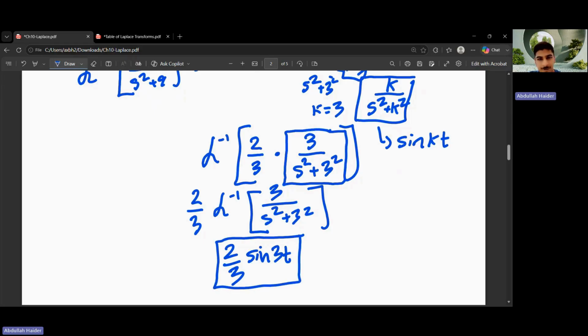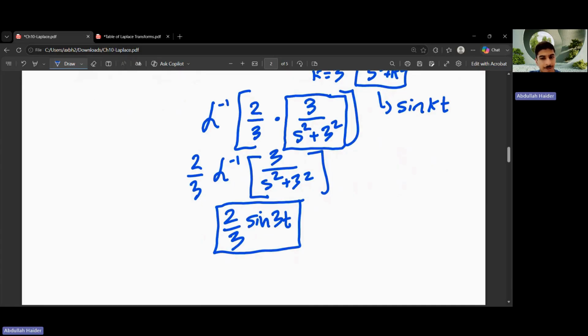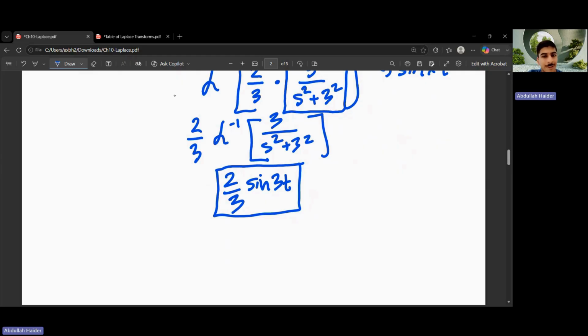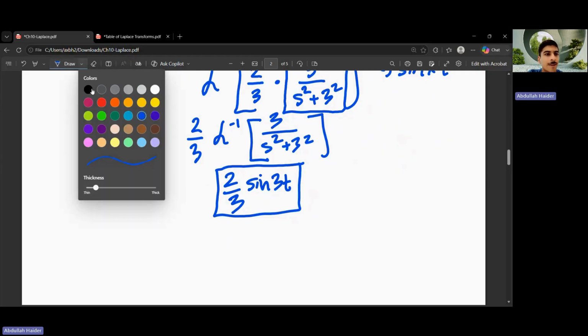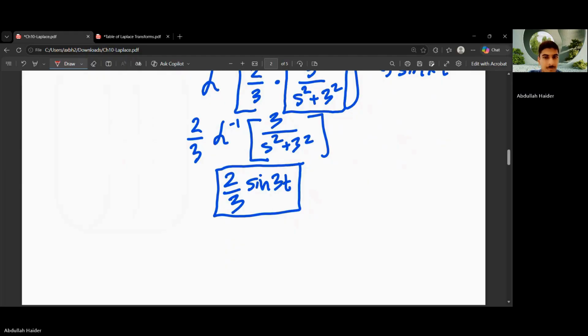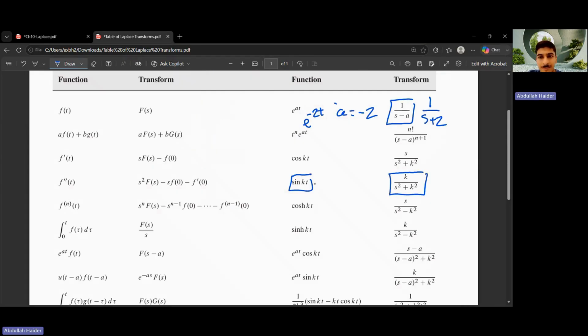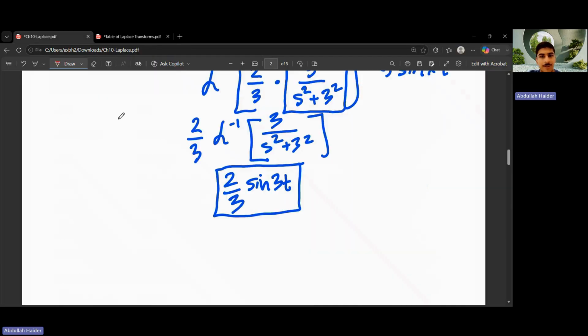This is your final answer. If you want to check your answer, you can simply find the Laplace of your answer. Sine 3t becomes 3 over s squared plus 3 squared, which is 9. Then you multiply this by 2 over 3, so the 3 cancels out. You'll have 2 over s squared plus 9, which is what you have in your question.